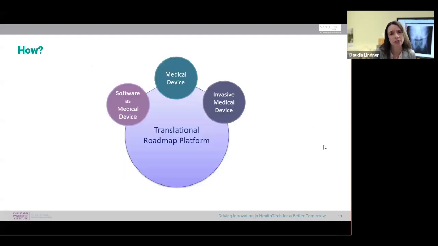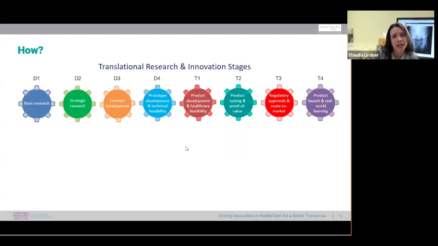So how was the toolkit developed? Here I would really like to highlight the translational roadmaps, which are a core piece of the translational toolkit, as you will see shortly. Currently we've got three translational roadmaps: one for software as a medical device, one for a medical device, and one for invasive medical devices. The bit I want to highlight here is that these roadmaps have been developed as a platform. So what do I mean by a platform? Well, this means that all the roadmaps follow an underlying structure.